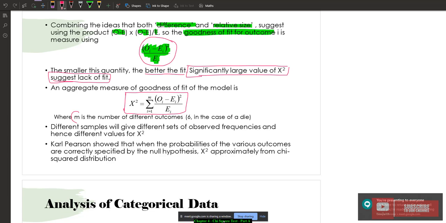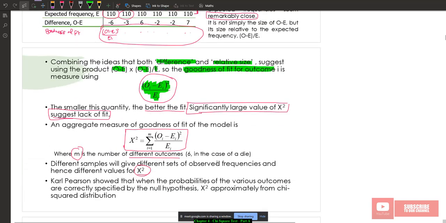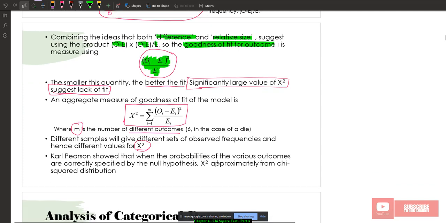Where m is the number of different outcomes. For this case, we have a die with 6 possible outcomes, so m should be equal to 6. Different samples will give a different set of observed frequencies and hence a different value of the chi-square statistic. This chi-square distribution is only applicable for categorical data.